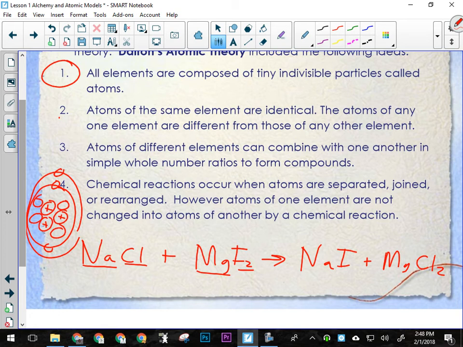Everybody kind of with me there? It's the fact that every element has different atoms. That's why every element is different, and it's why oxygen is a gas and sodium is a highly reactive metal. Their atoms are different.